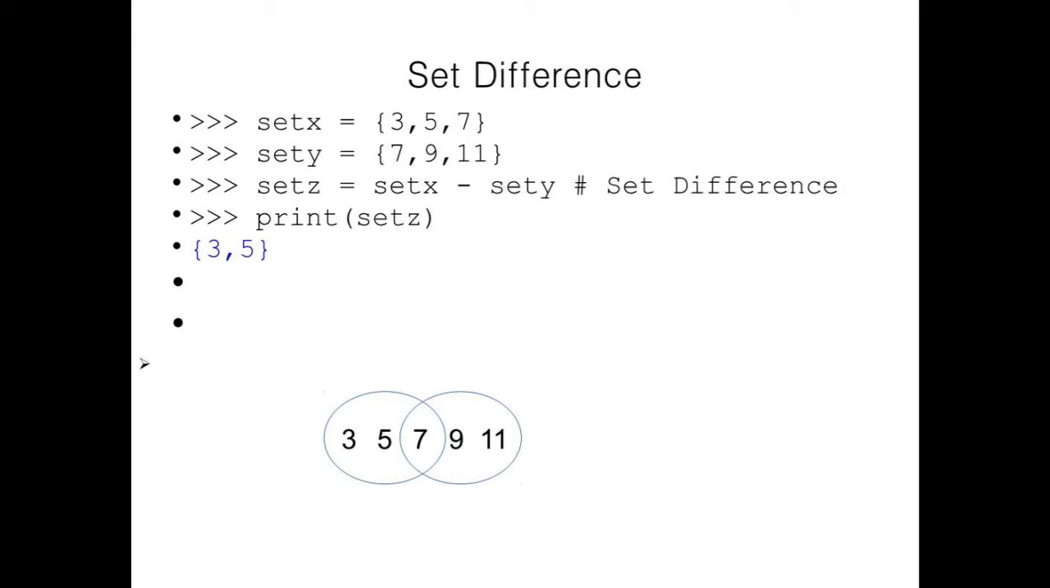In set difference, you eliminate every element within the second set from the first set. Here in this example, you search set Y and find out which element is duplicated from set X, and then you eliminate that element from set X. So in this example, if you use set difference, set X minus set Y, the result would be removing element 7 from set X. So the result is a set that consists of elements 3 and 5.